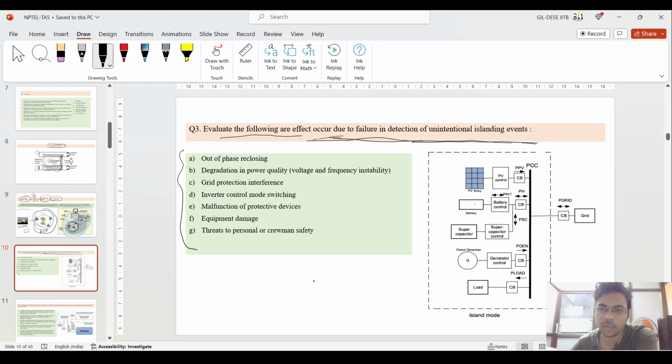Please solve this question. These are only the effects occurring due to the failure in detection of the unintended islanding event. You have to tell me which options are correct related to this failure.